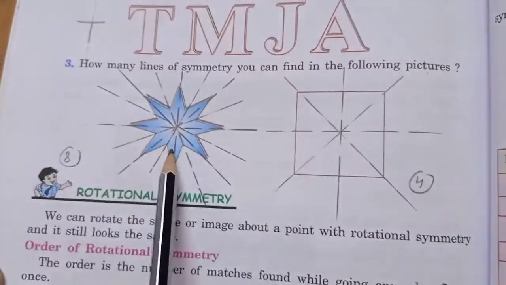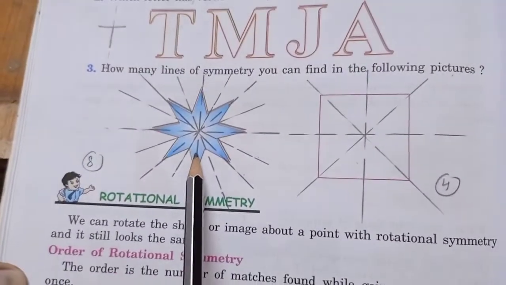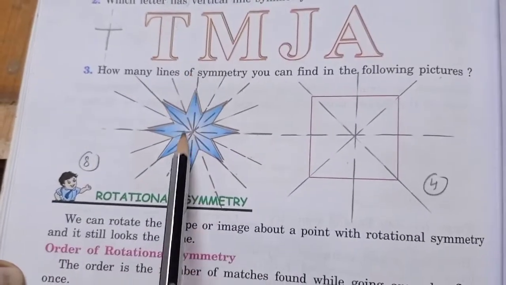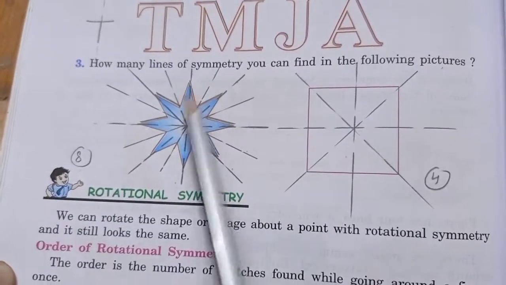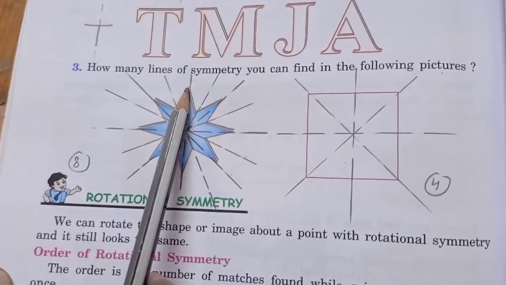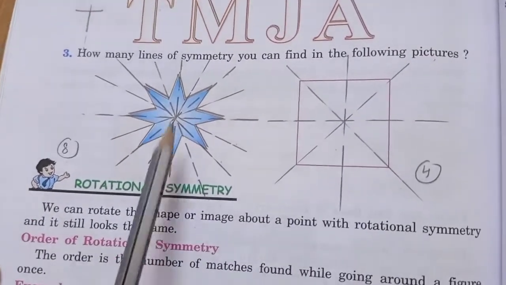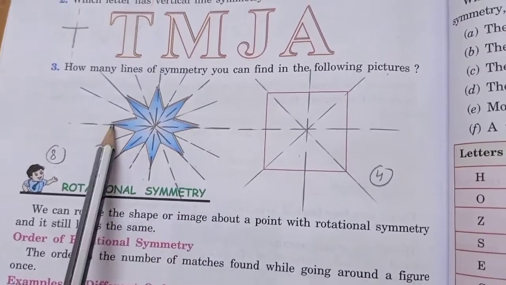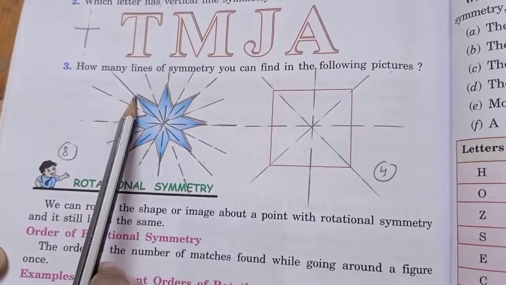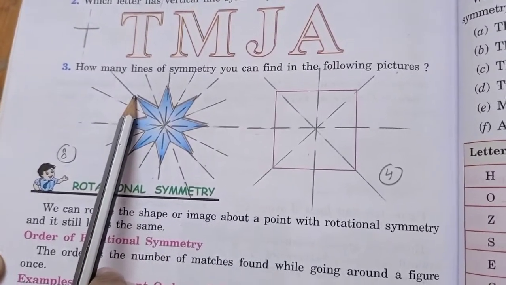Now this is a star. See children, how many lines of symmetry is a star having? I have drawn all the lines of symmetry and the total lines of symmetry are 8. How? First of all, you have to join opposite corners. This corner with this corner, this is one line of symmetry. Then this corner with this corner, and this corner with this. With that, you will obtain 4 lines of symmetry.